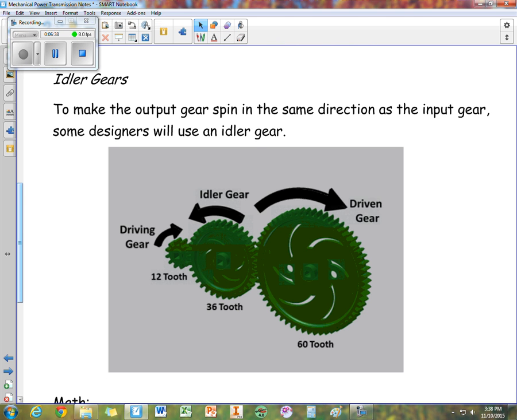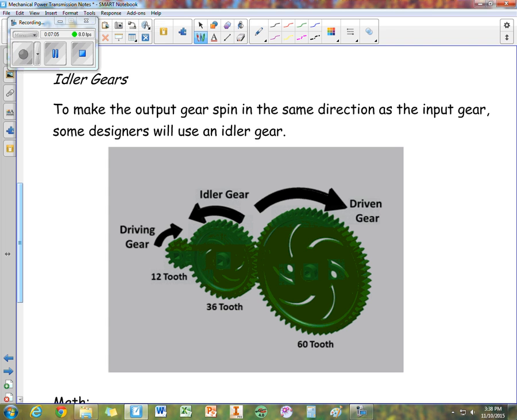And sometimes you can't put a motor very close to a wheel or to an application. So what we need to do is have some space between the motor and where we're applying it. That's where idler gears come in. An idler gear is used, basically, to help us add distance between the driving and the driven gear, or the input and the output. And also notice that it reverses direction.